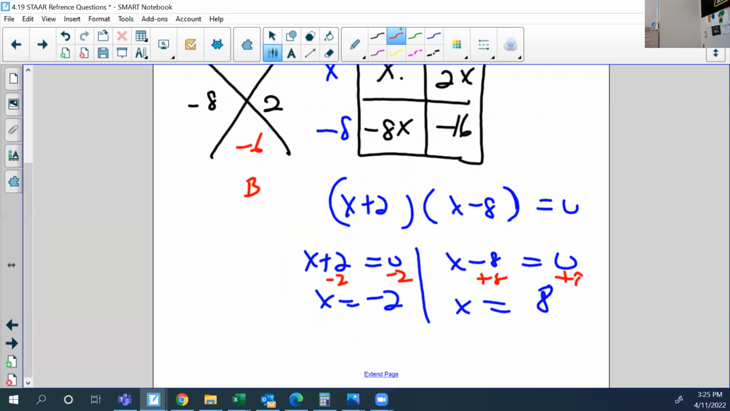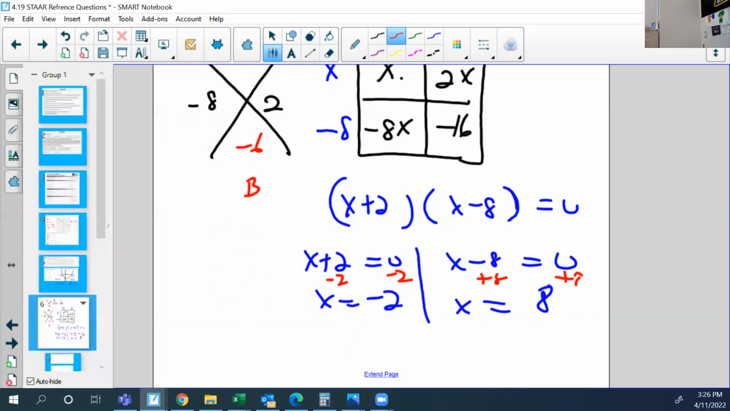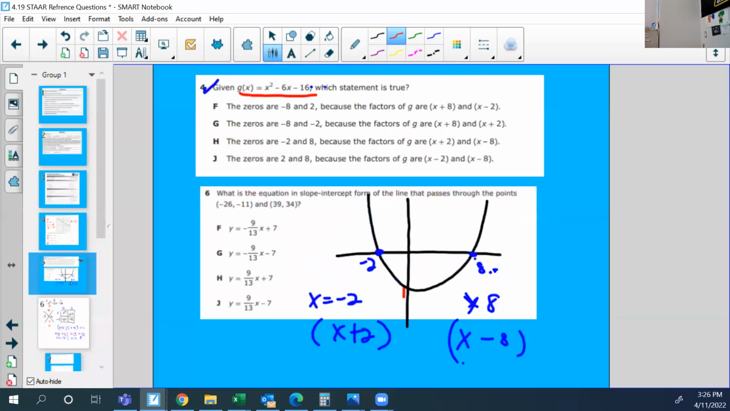So let's see. Again, this is the right answer, if I can remember: x plus 2 and x minus 8. Let's go back to the sheet now. x plus 2 and x minus 8. x plus 2 and x minus 2. That's the right one, right?